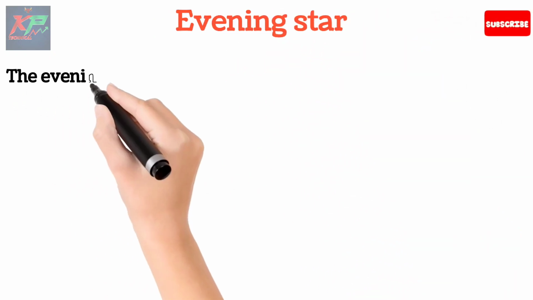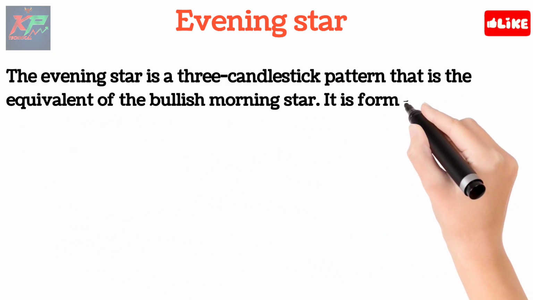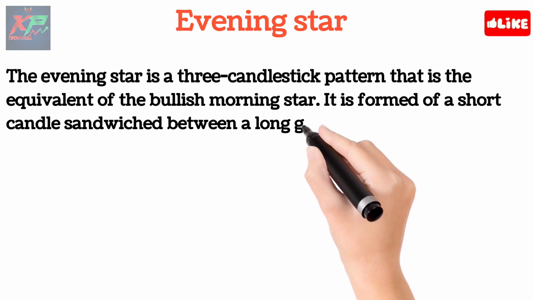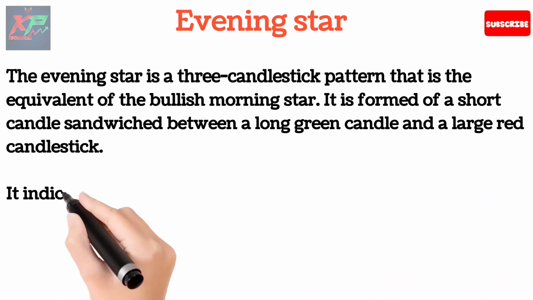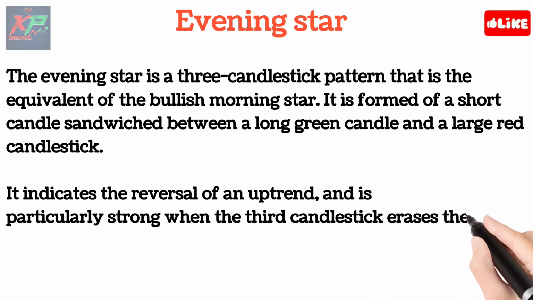Evening star. The evening star is a three-candlestick pattern that is the equivalent of the bullish morning star. It is formed of a short candle sandwiched between a long green candle and a large red candlestick. It indicates the reversal of an uptrend and is particularly strong when the third candlestick erases the gains of the first candle.